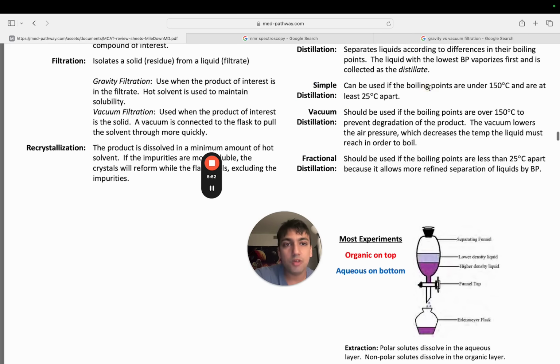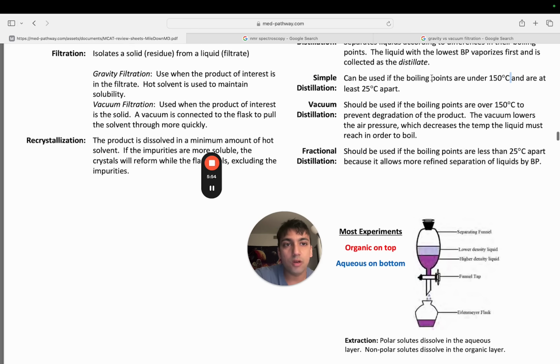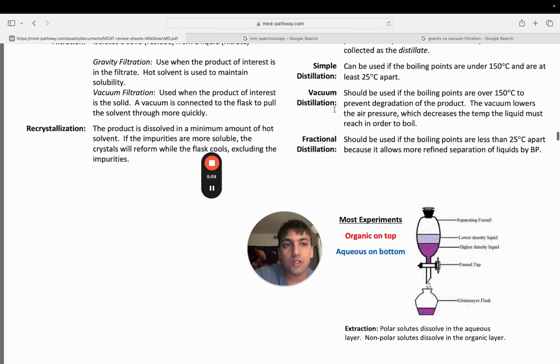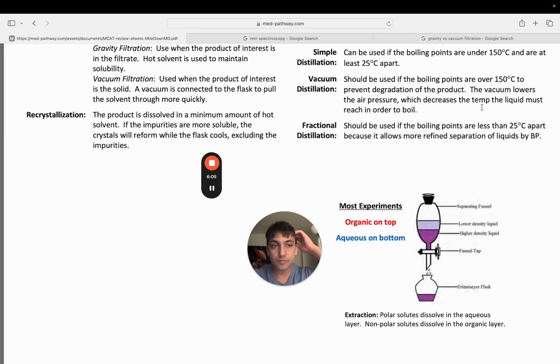Simple distillation can be used if the boiling points are under 150 and they're at least 25 degrees apart. Then there's vacuum distillation. This is when the boiling points are over 150, and this helps to prevent the degradation of the product. The vacuum is basically, you should remember, like PV = nRT, based on that, the vacuum is lowering the air pressure and it decreases the temperature at which the liquid starts to boil.